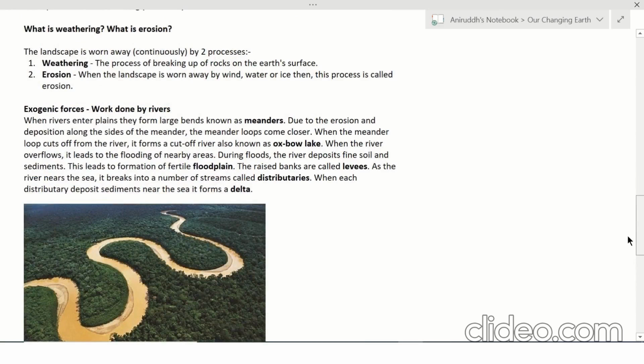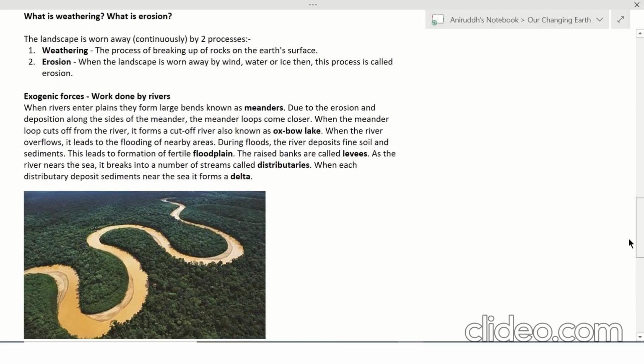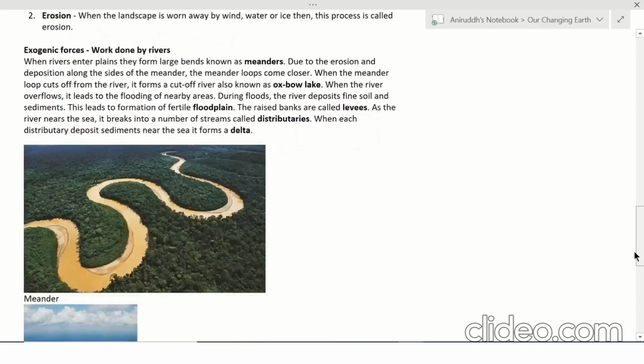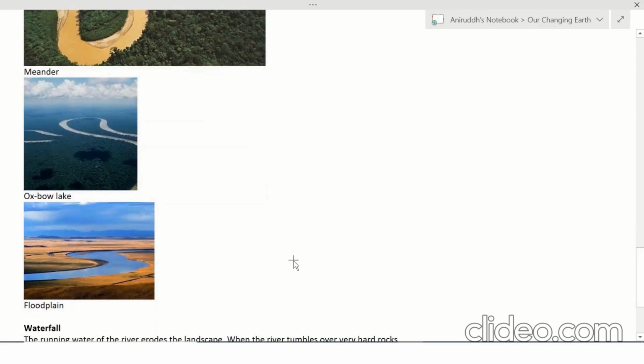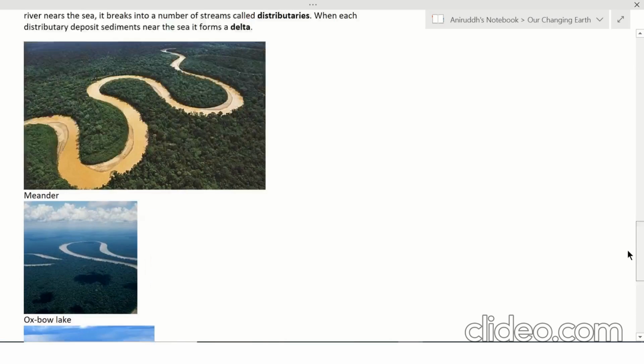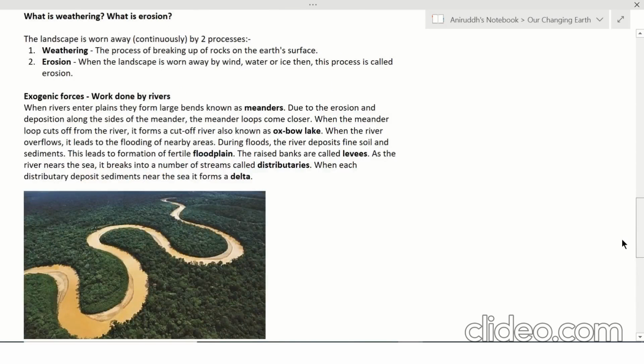When the river overflows, it leads to the flooding of nearby areas. During floods, the river deposits fine soil and sediments. This leads to the formation of a fertile floodplain. This is a fertile floodplain. The raised banks are called levees.